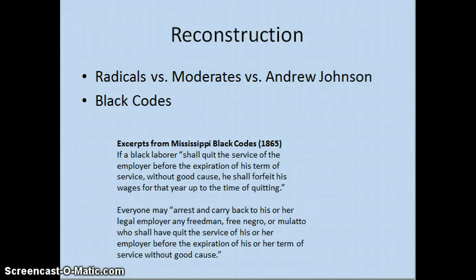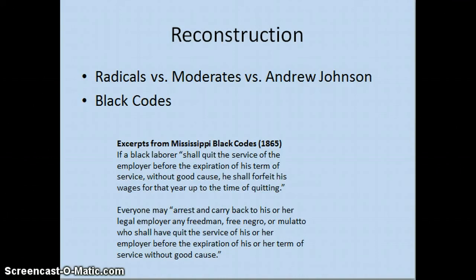These Black Codes were various laws that would govern African Americans in the South. In particular, the way these laws treated black laborers created a highly problematic system. I have a couple of examples of these laws. One law says, if a black laborer shall quit the service of his employer before the expiration of his term of service without good cause, he shall forfeit his wages for that year up to the time of quitting. Meaning that if you quit your job after 3 months, you lose all of that pay. And needless to say, that's going to make you not very likely to quit your job.